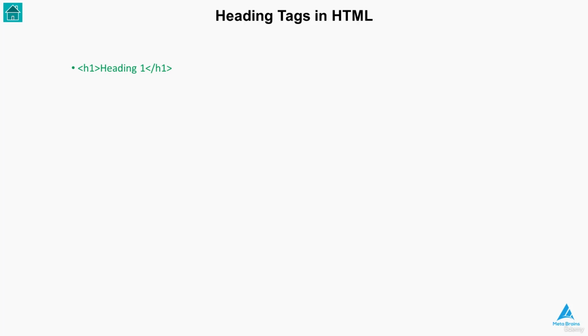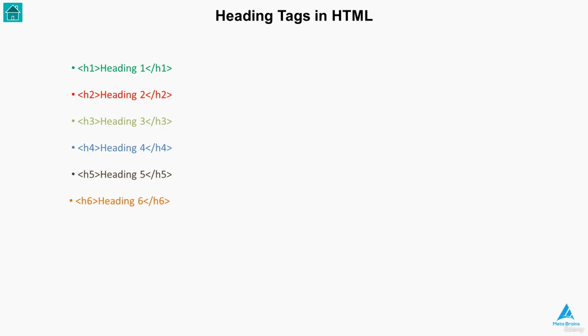There are 6 types of headings and they have different sizes. We have H1, which refers to heading 1, H3, which refers to heading 3, H4, which refers to heading 4, H5, heading 5, H6 refers to heading 6. Let's see in action the different types of headings that we just introduced.